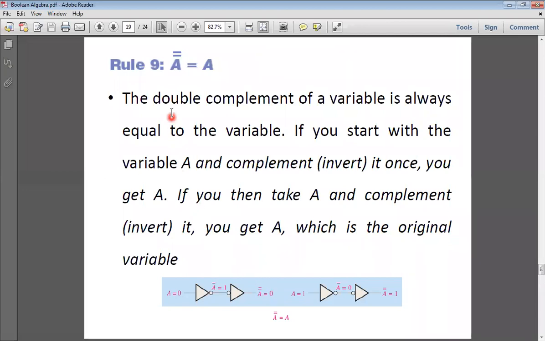That is this rule. If you invert twice, what we get is A. If you invert thrice, what we get is A bar. If you invert 4 times, what we get is A back. So if you invert an even number of times, what we get is the variable itself. If you invert an odd number of times, we get A bar.